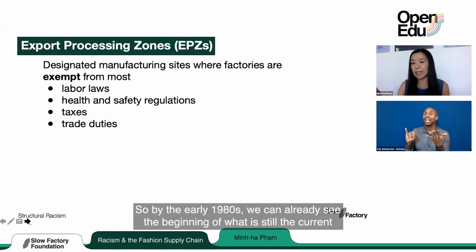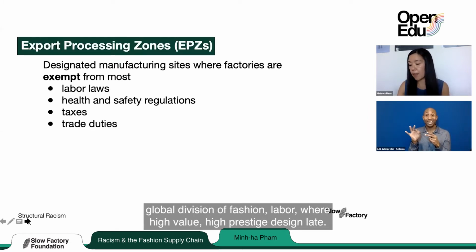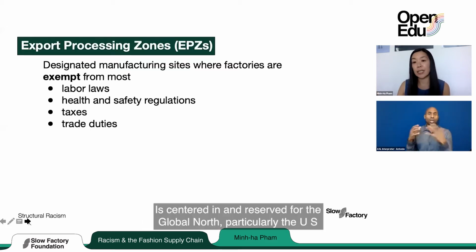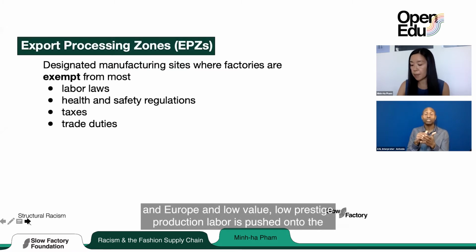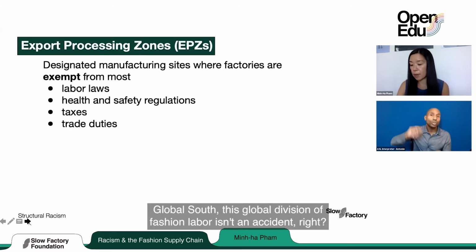So by the early 1980s, we can already see the beginning of what is still the current global division of fashion labor, where high value, high prestige design labor is centered in and reserved for the global North, particularly the US and Europe. And low value, low prestige production labor is pushed onto the global South. This global division of fashion labor isn't an accident, right?